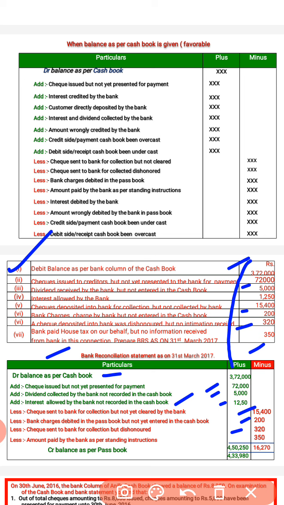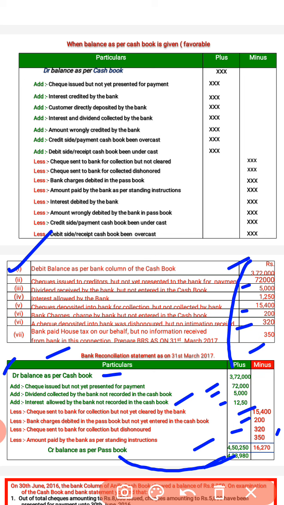Clear? So you will write the various items on the plus or minus side, then at last you will make the total of the debit and credit sides, then you will calculate the difference of the debit and credit sides, that is 433,980, and this will automatically be the credit balance as per passbook. If you start with debit balance as per cash book, the difference will be the credit balance as per passbook. You know the debit side of cash book is which side? Plus side, and the credit side of passbook is also the plus side.